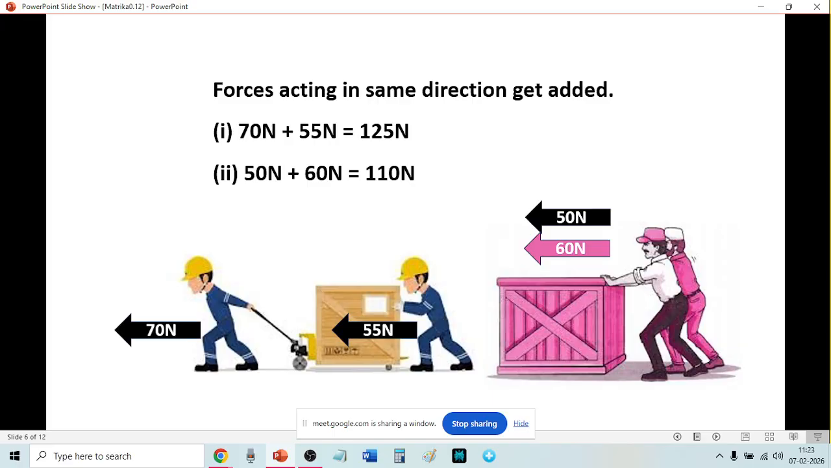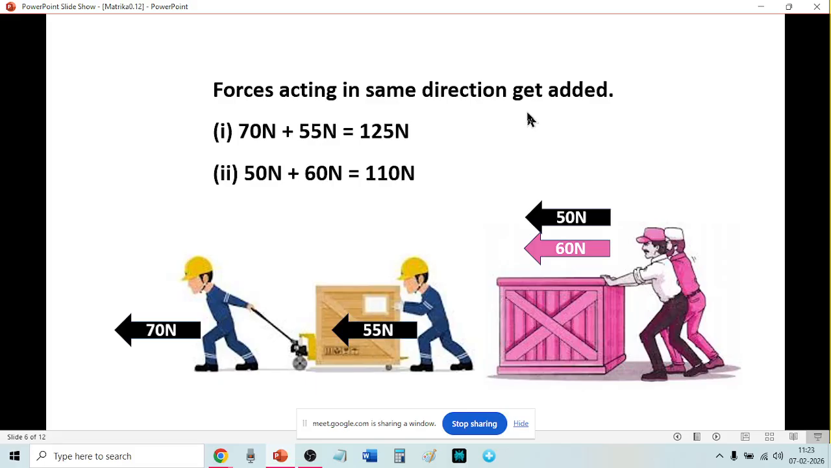Now, forces acting in the same direction get added. See here, two forces are acting in the same direction, not in opposite direction. Here, two men pushing this one, both are exerting force in the same direction. One man 50 newtons, one man 60 newtons, but same direction. Here, one man pulling with 70 newtons, one man pushing with 55 newtons, same direction, not opposite direction.